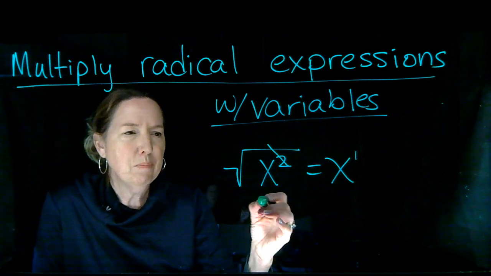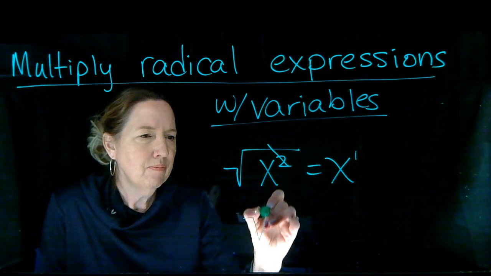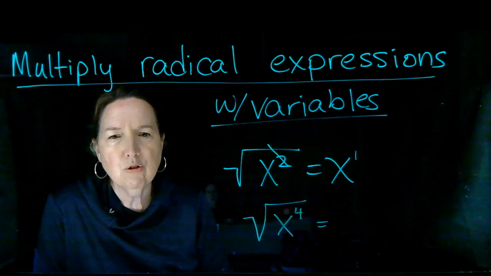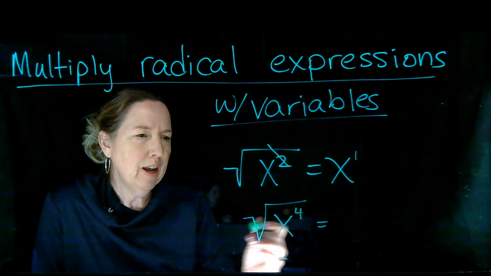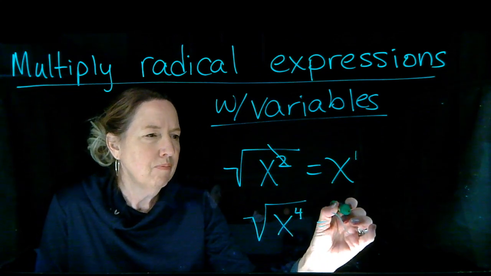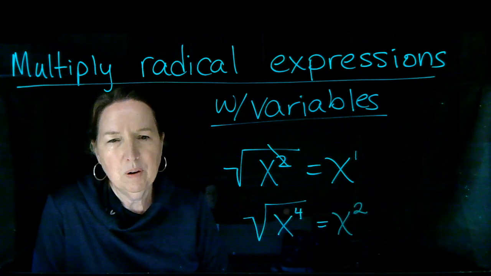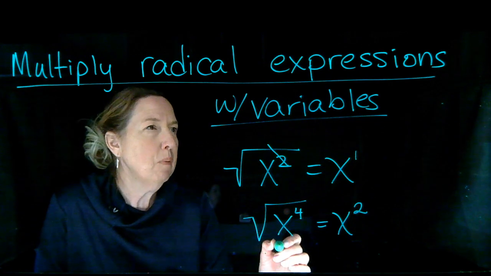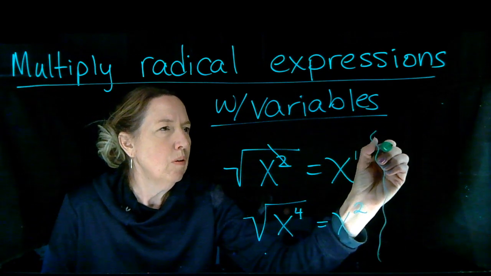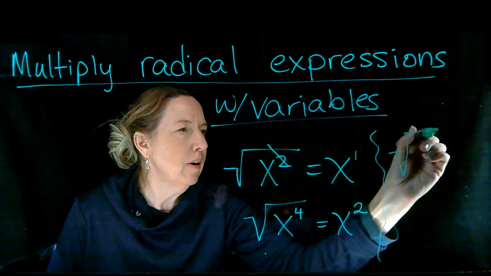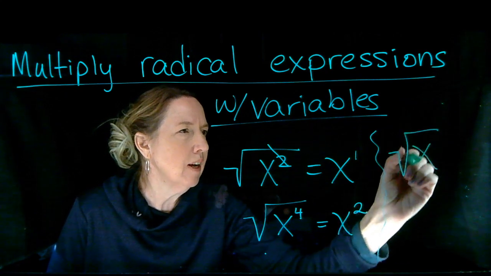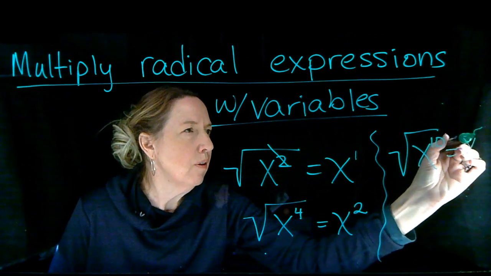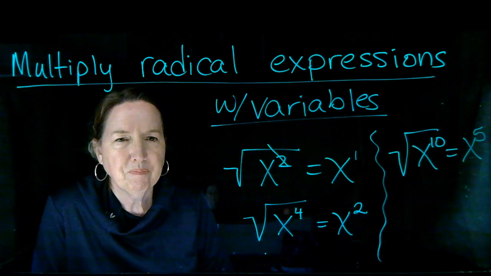Well, that pattern repeats. So if you have a variable with a higher exponent, you can use that pattern. The square root of x to the fourth power would be x to the second power. And so it works out very easily, very nicely for any problems with an even number for the exponent there. So x to the 10th power would be x to the 5th if you take the square root of it.